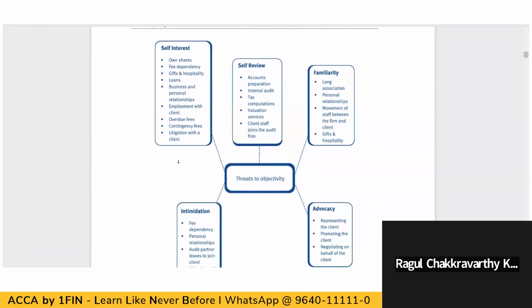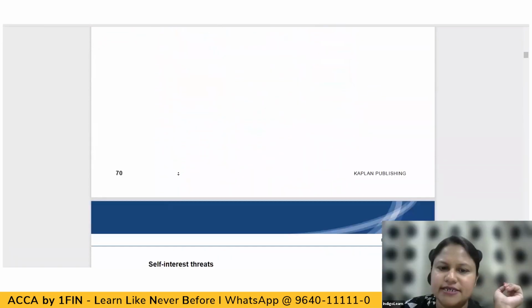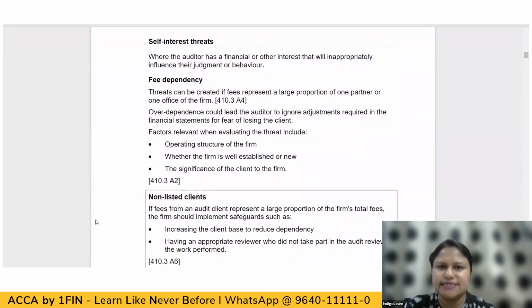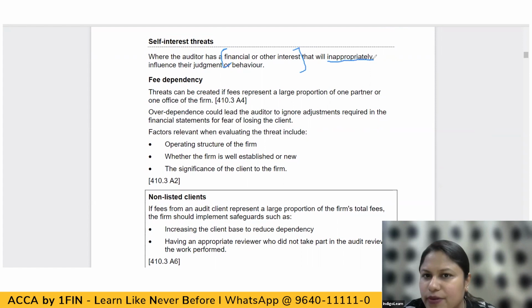Okay, so we'll take up the first one now, that is self-interest threat. Now you'll understand the English very easily, because you have understood the concept. Now the learning will become very easy. Where the auditor has financial or other interest that will inappropriately influence their judgment or behavior.